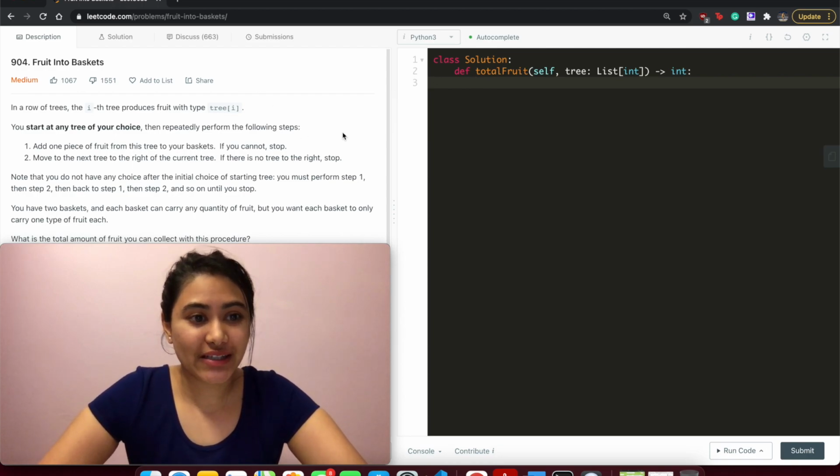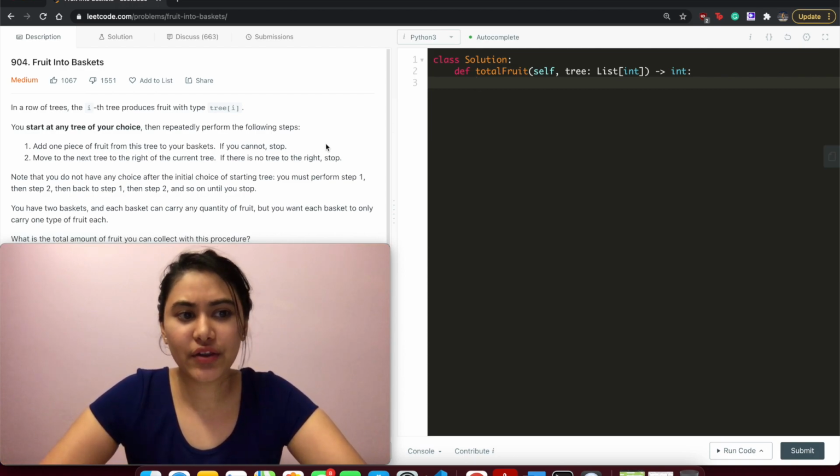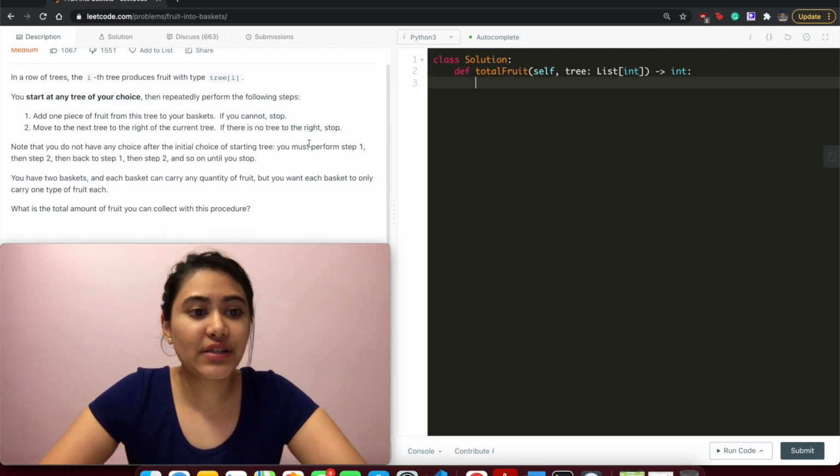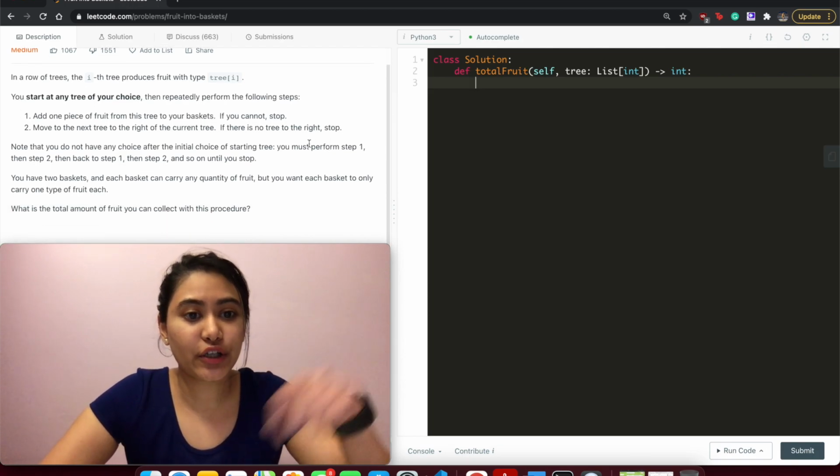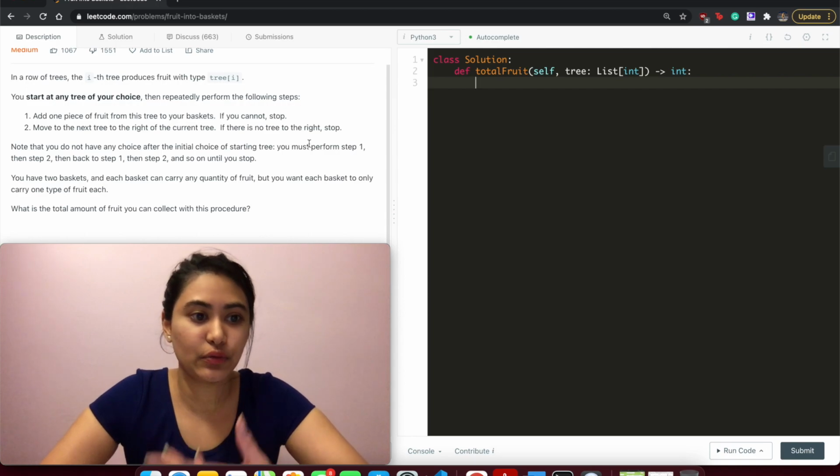In a row of trees, the ith tree produces fruit with type tree of i. You start at any tree of your choice and repeatedly perform the following steps. 1. You add one piece of fruit from this tree into your baskets. If you cannot, then you stop. Then 2. Move to the next tree to the right of your current tree. If there's no tree to the right, you stop.